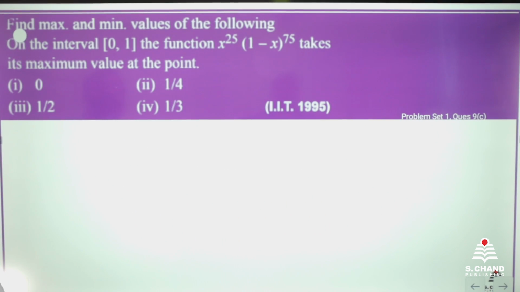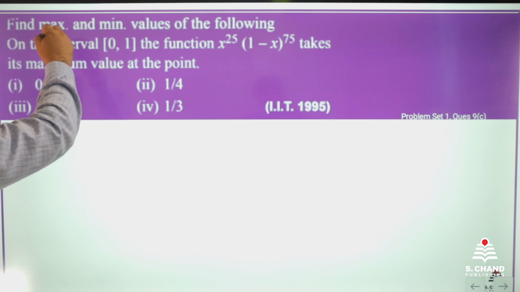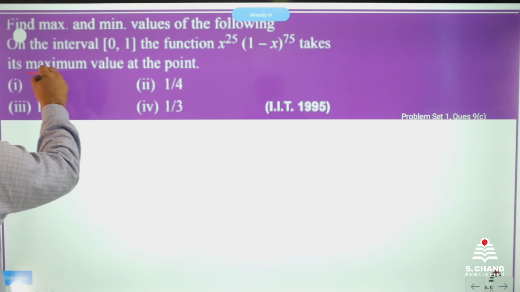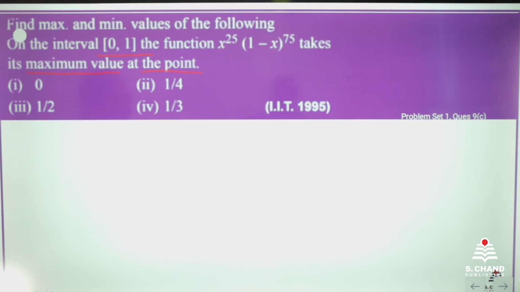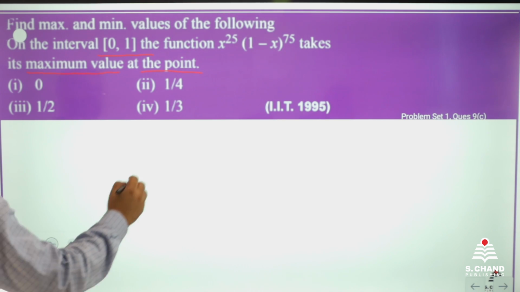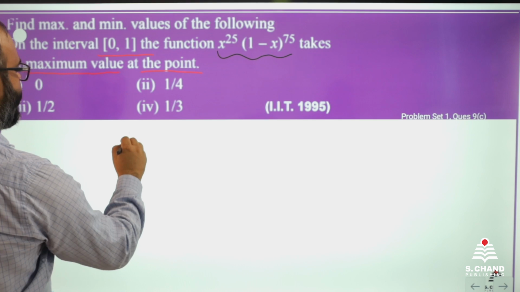Find maximum and minimum values of the following on the interval 0, 1. The function x to the power 25, 1 minus x to the power 75 takes its maximum value at the point. So you have to find here maximum value at the point in the interval 0, 1. So absolute maximum it is talking about. So if we talk about absolute maximum, first of all, let us differentiate it.